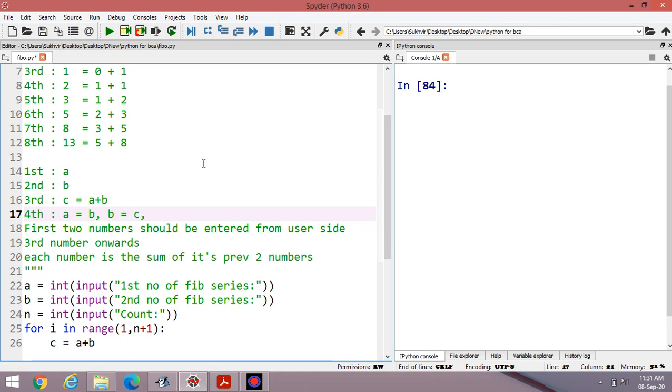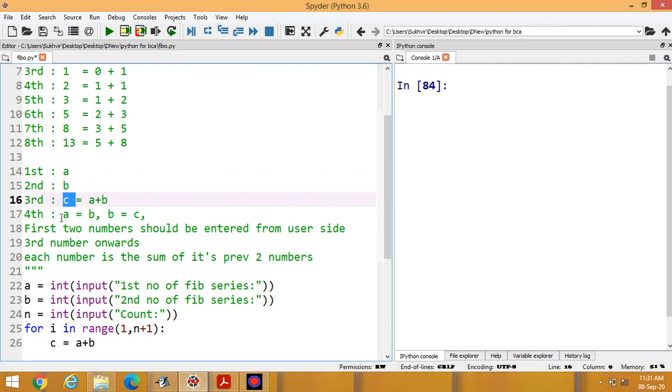A is equal to B, B is equal to C. Now the value of A is the value of B. What about the value of B? Value of B is the value of C. I am shifting the values.